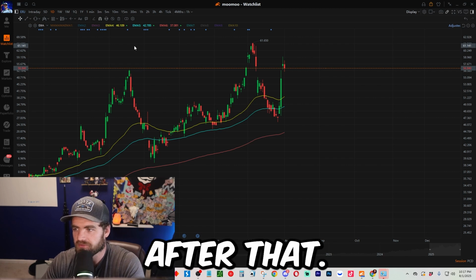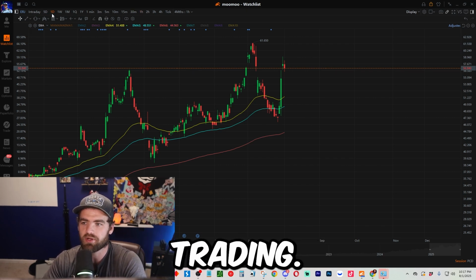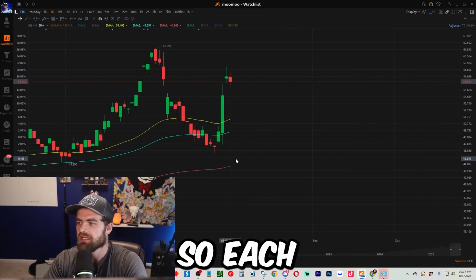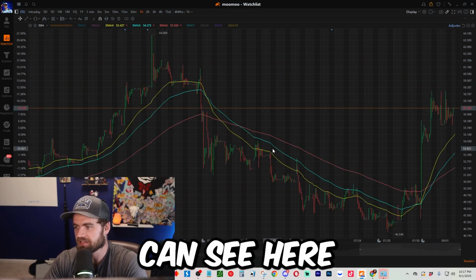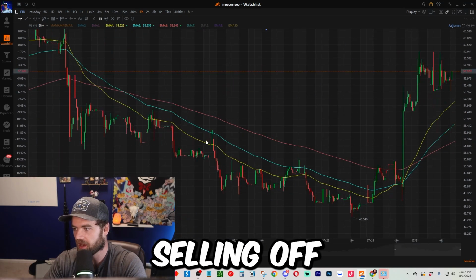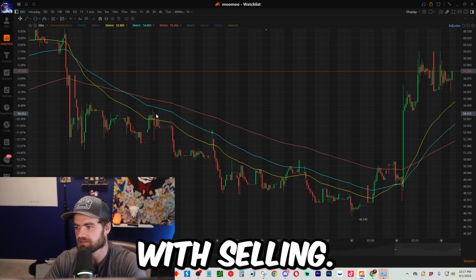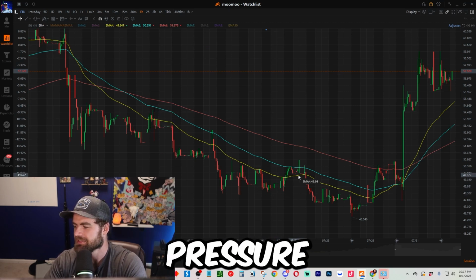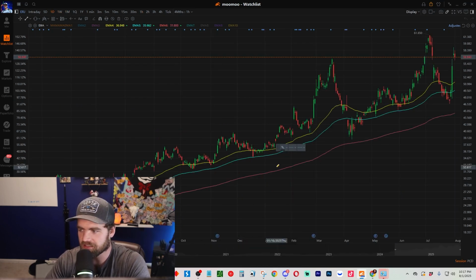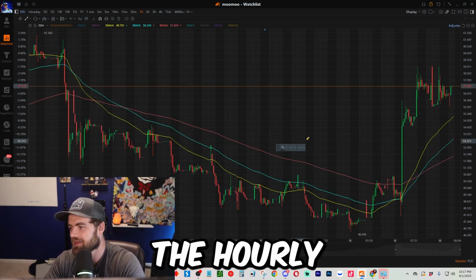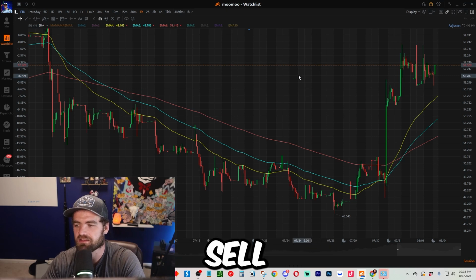All right. Now, after that, what I do is I go to look at some sort of lower time frame. So right now we're trading on the daily time frame, so each candle represents 1 day of trading, right? You guys can see here that this stock really was selling off and hitting that same blue line as resistance, right? So it hit it with selling pressure, selling pressure, selling pressure. So you might be wondering, well, Carter, why on the daily does it get buying pressure and on the hourly it gets selling pressure? So buy on the daily, sell on the hourly.